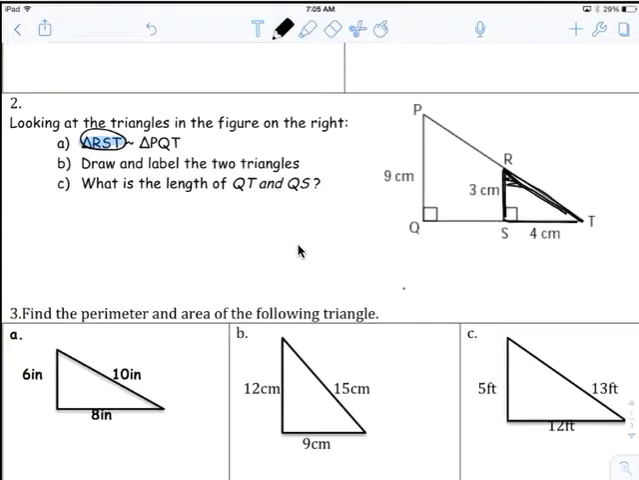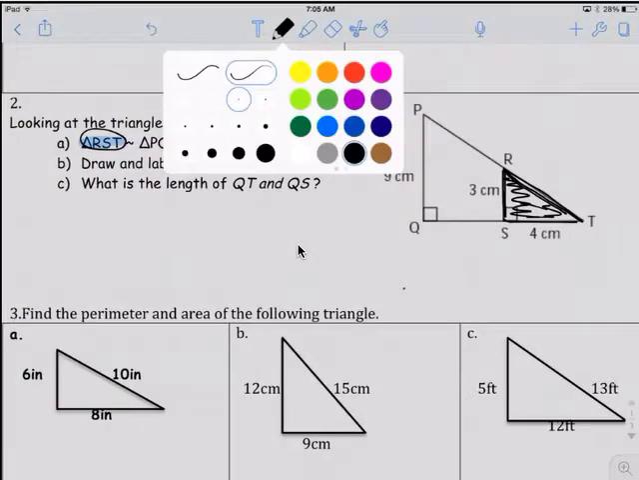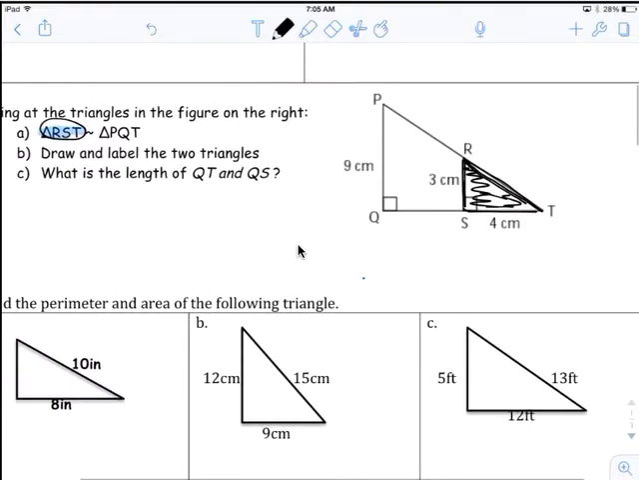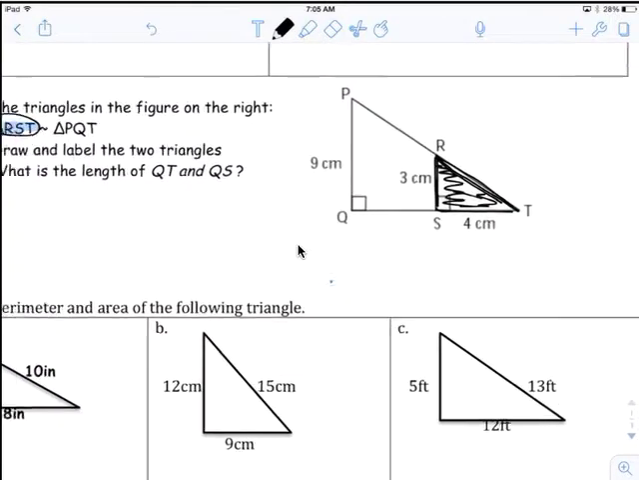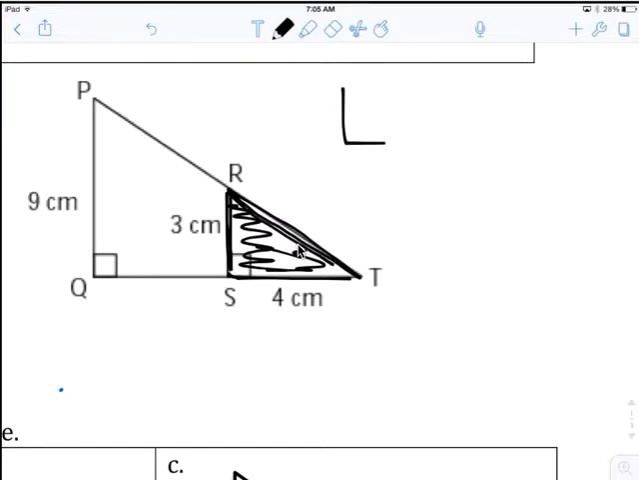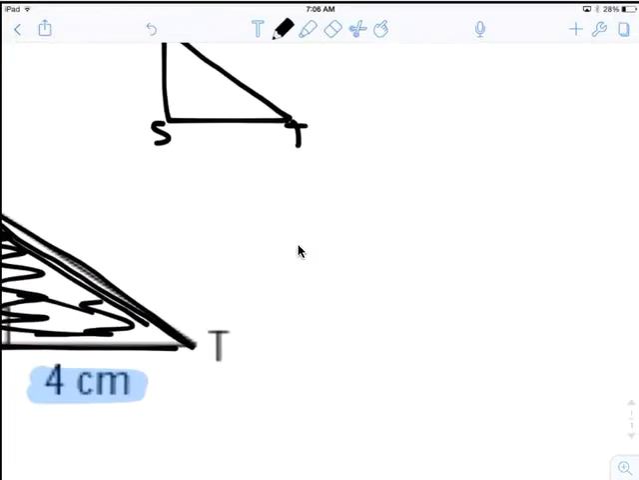Even shade in the little one if you like to see that, because for some reason a lot of kids are having a hard time. Draw, and so I'm going to draw that. Okay, R, S, T, and label the numbers that go with it. Ignore everything else. Ignore everything else.